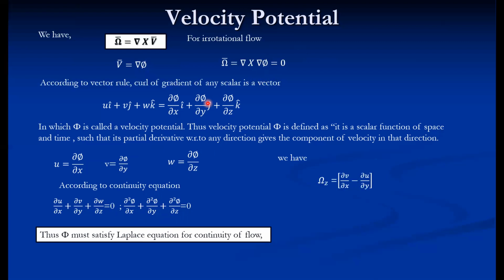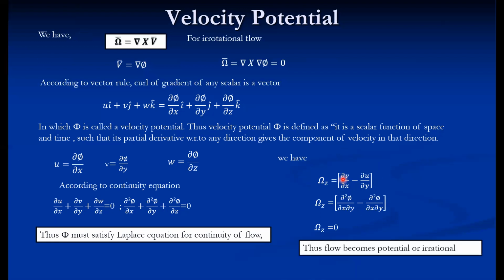So that is, again, we can prove that if we substitute this, we have omega z. Suppose for 2D flow, we consider omega z, that is equal to ∂v/∂x minus ∂u/∂y. And if we substitute the value of v and u in terms of phi, this is automatically 0. That means if this function exists, the flow is potential or the flow is irrotational. So these are the two major characteristics of velocity potential.